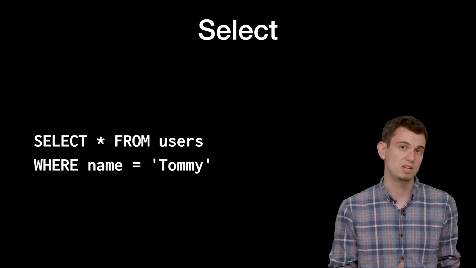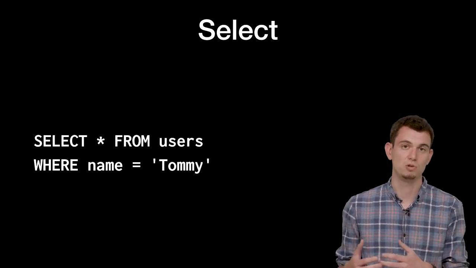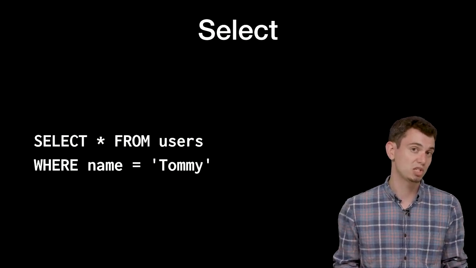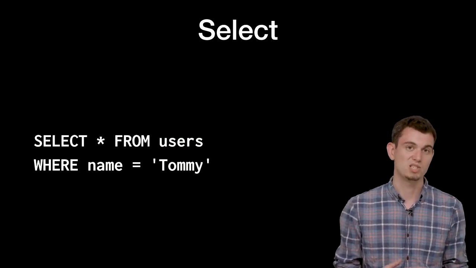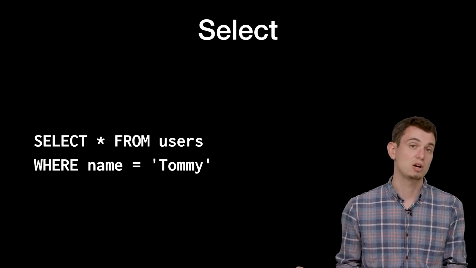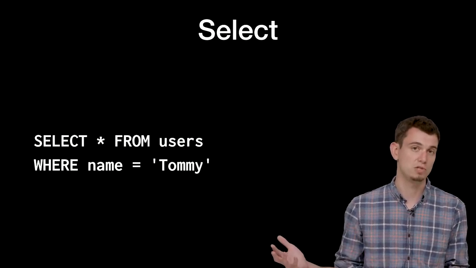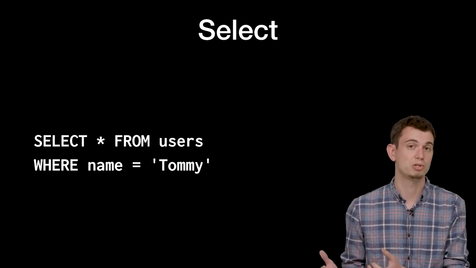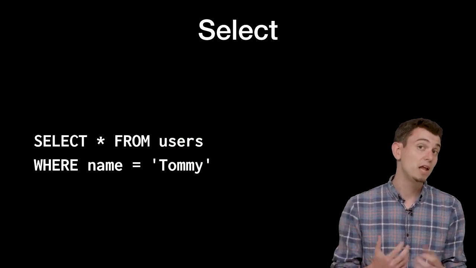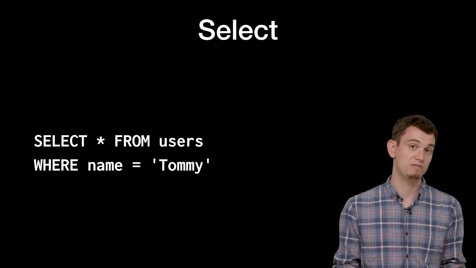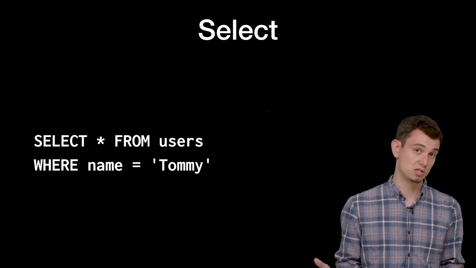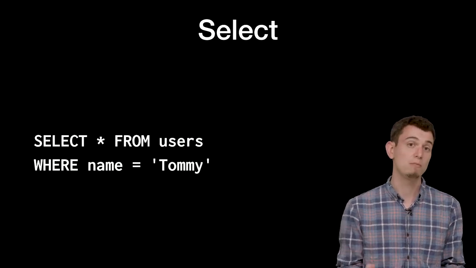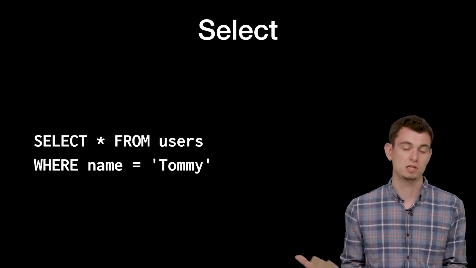After we insert data into the table, we probably want to read that data back somehow. So this is what a select query looks like. We're going to start by saying select. Our star says just give me all of the columns you have. We'll say from users, which is the table we want to read data from. And then we'll have a where clause that filters down those rows. So this says only give me the rows where the name column is equal to the text Tommy.